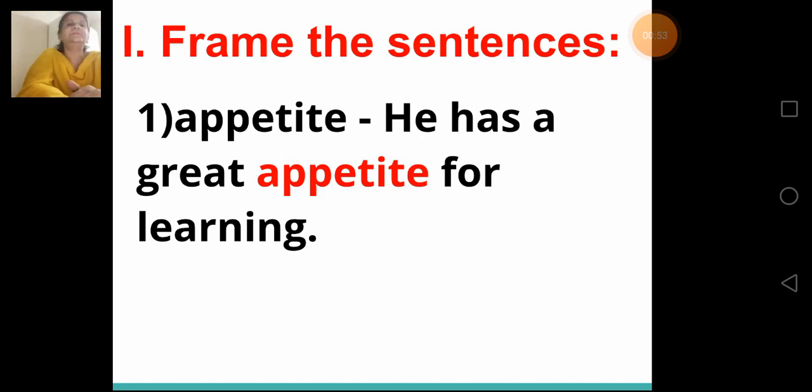Okay, frame the sentences. First word is appetite. The spelling is appetite. Okay, so the sentence is, he has a great appetite for learning. Appetite, he has a great appetite for learning.